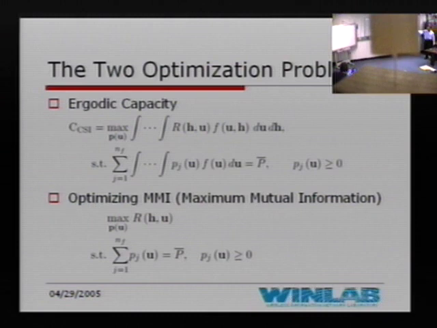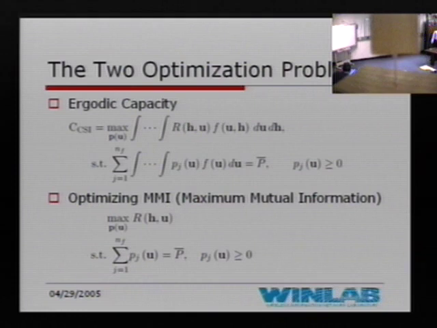So first is the ergodic capacity problem of maximizing these rates over the joint distribution of U and H, subject to a joint power constraint which is averaged over all the states of U and over all the subcarriers. And the second problem is maximizing the mutual information for a given channel state H and a given channel state information at the transmitter U, given that I am allocating a net power P bar over all the subchannels.